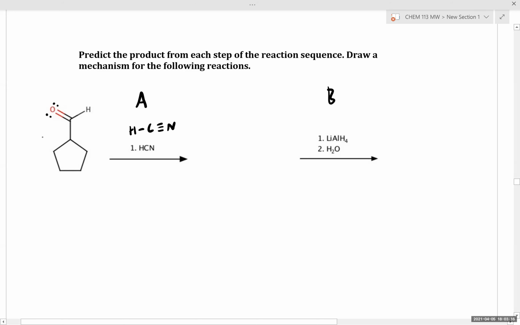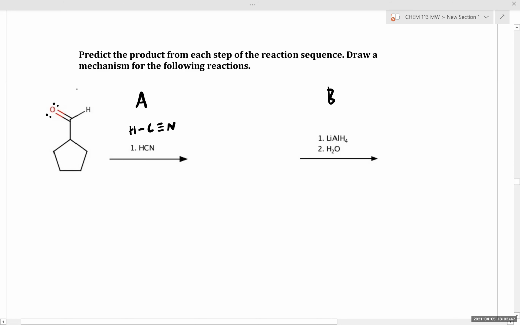Yes. And so how would we draw that in an arrow pushing way? So we have a basic lone pair, we have an acid. So how would we draw that acid-base reaction? Well, don't we have to get rid of the proton on the cyanide first? Or no? Not necessarily. We'll make our nucleophilic species during this acid-base reaction.